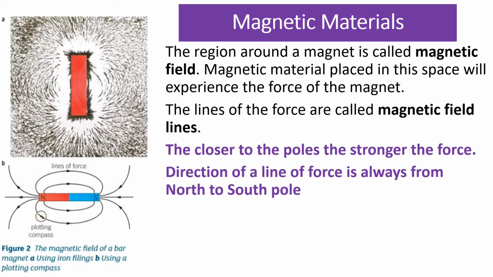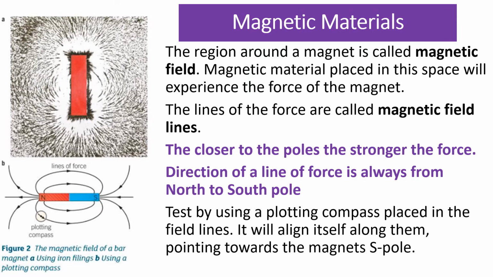The closer the poles, the stronger the force. So the direction of the line, the force is always from north to south. And we can test that again, as I described, using a plotting compass. And that will always point towards the south.